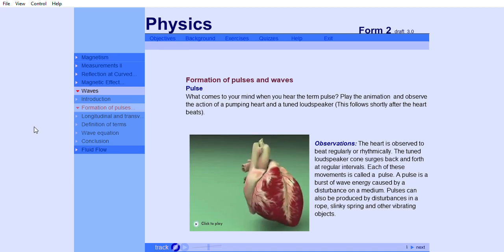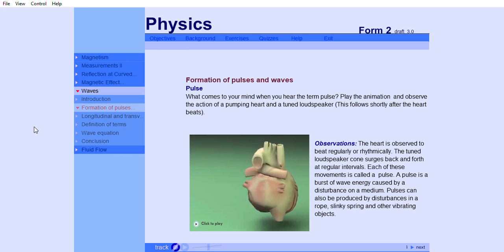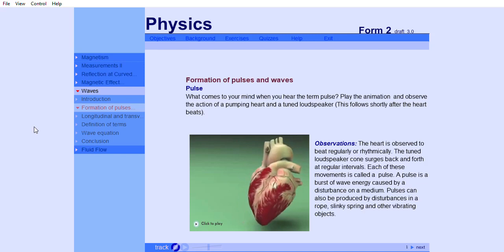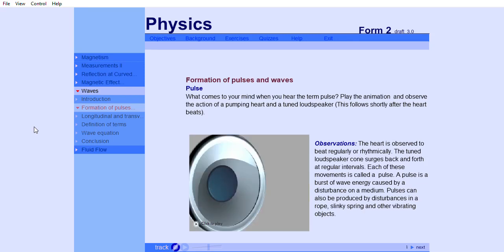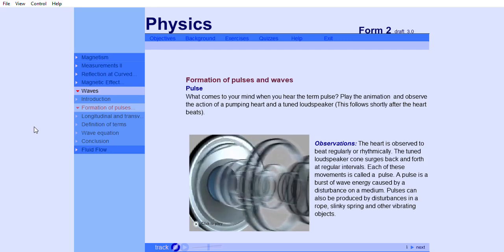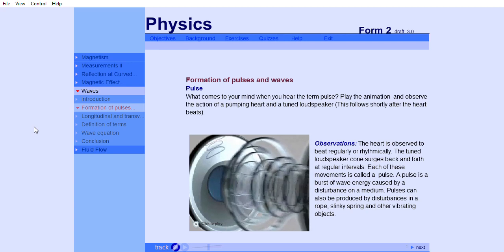Observations. The heart is observed to beat regularly or rhythmically. The tuned loudspeaker cone surges back and forth at regular intervals. Each of these movements is called a pulse. A pulse is a burst of wave energy caused by a disturbance on a medium. Pulses can also be produced by disturbances in a rope, slinky spring, and other vibrating objects.